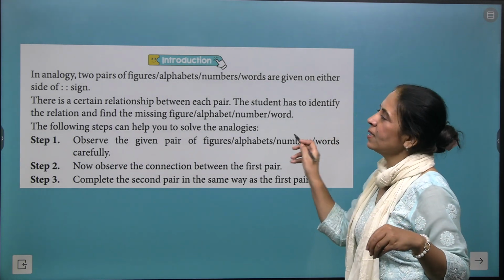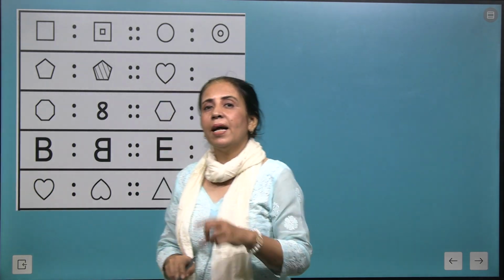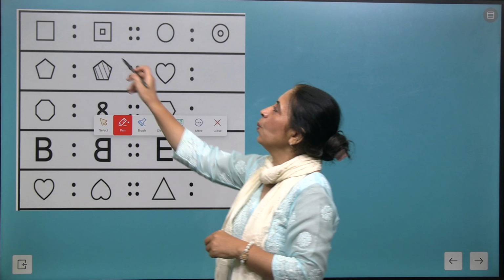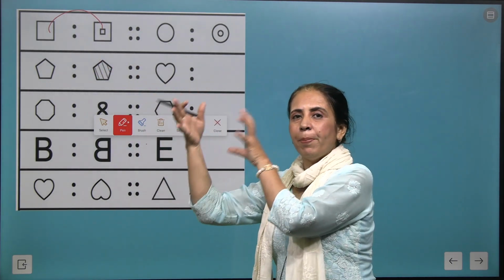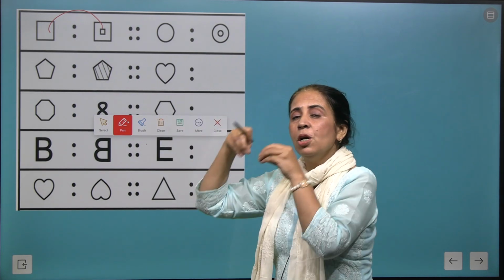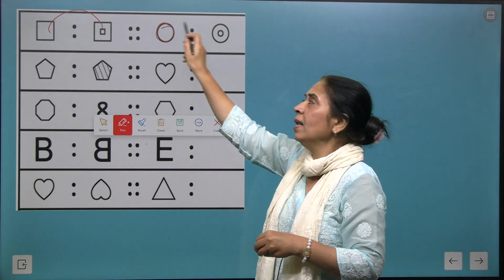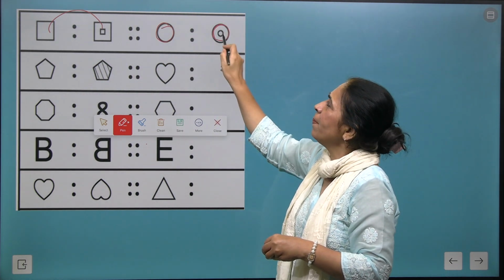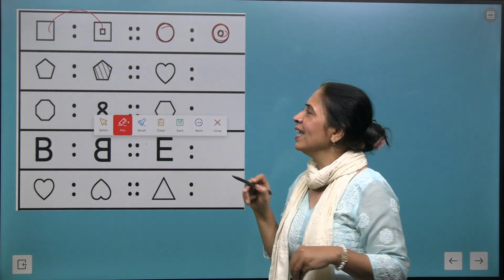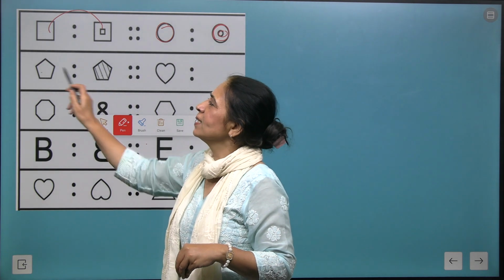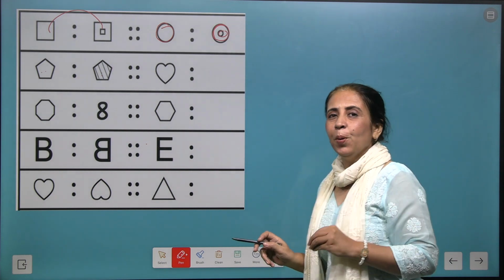So let's see some of the examples here. You could see the first figure, that's a square, and the second one is a smaller square inside a square. That means a bigger image with a smaller image. So the same connection could be created here. A circle, and inside a big circle we have a smaller circle, right? Now let's see what is the relation between these two images. Can you help me? Beautiful.